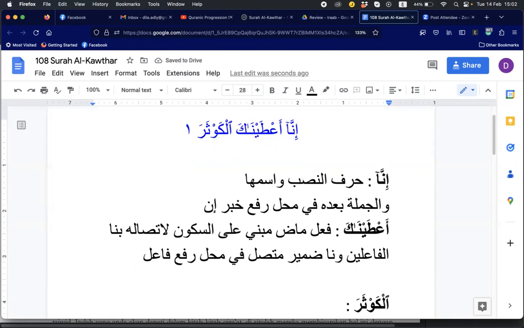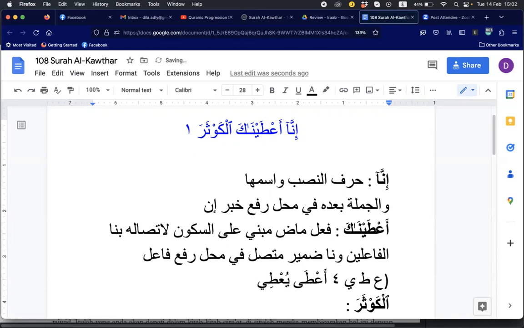Sarf: this will be a family form. First, the madi starts with the hamza, then ain, ta, and ya. So, family four, madi. Then how do we write it? Which alif? Alif maksura. And then yukti.